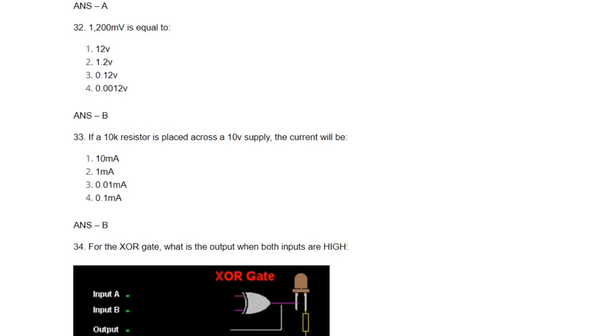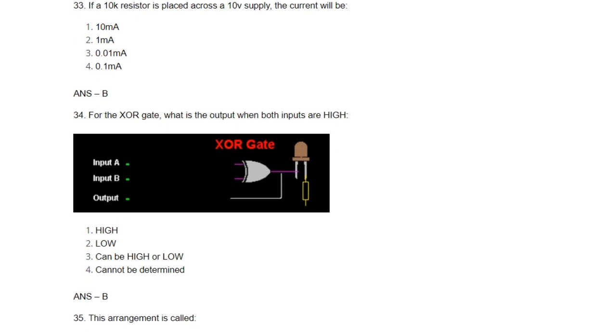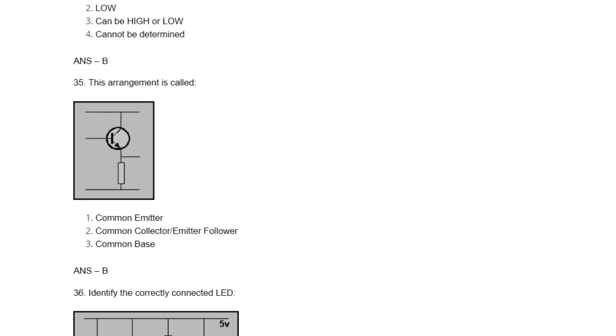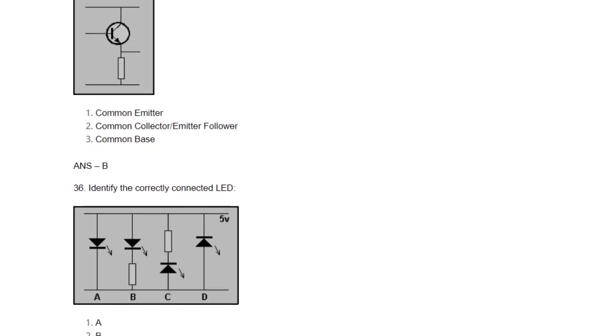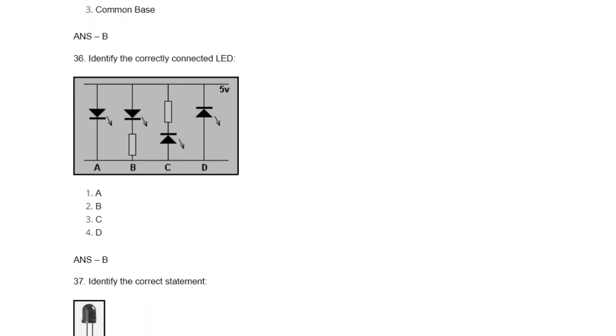If a 10K resistor is placed across a 10 V supply, the current will be what? It is 1 mA. Then for an XOR gate, what is the output when both inputs are high? The output is low. This arrangement in the figure is called as common collector or emitter follower. Then identify the correctly connected LED. It is B.